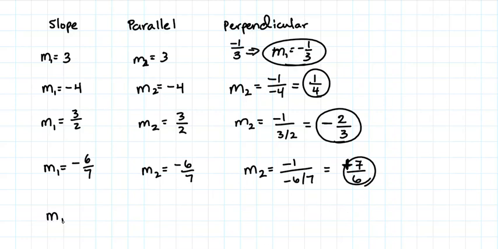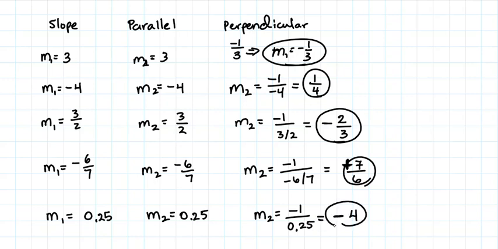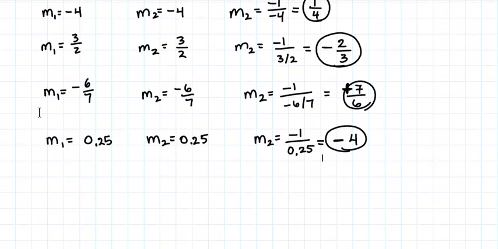Let's say that I give you a slope of 0.25. Well, the parallel slope would be 0.25 as well, but the perpendicular slope would be -1 divided by 0.25. And when I put that in the calculator, I get a -4. Well, yeah, you see that? Pretty good, right? Let's do an exercise.